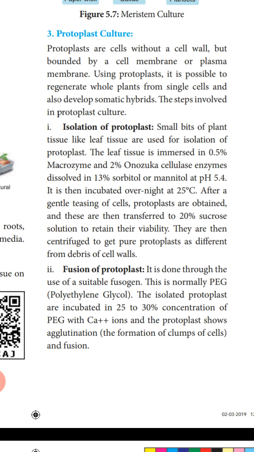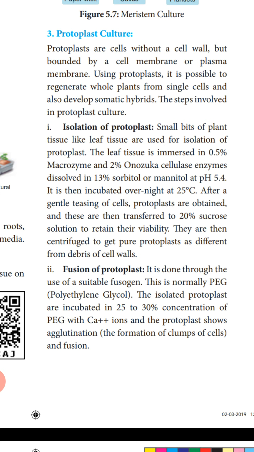Now, as we studied, first the plant tissue is immersed in an enzyme mixture. It is incubated overnight. Next, the leaf tissue is teased, so protoplasts will be obtained. To keep the obtained protoplasts in a healthy condition, they are kept in a 20 percent sucrose solution.